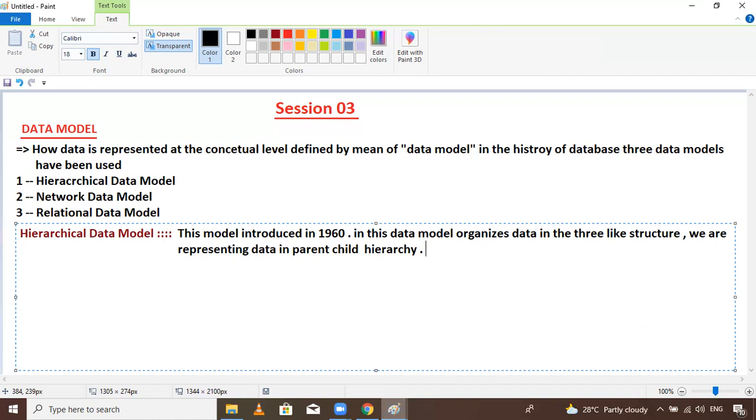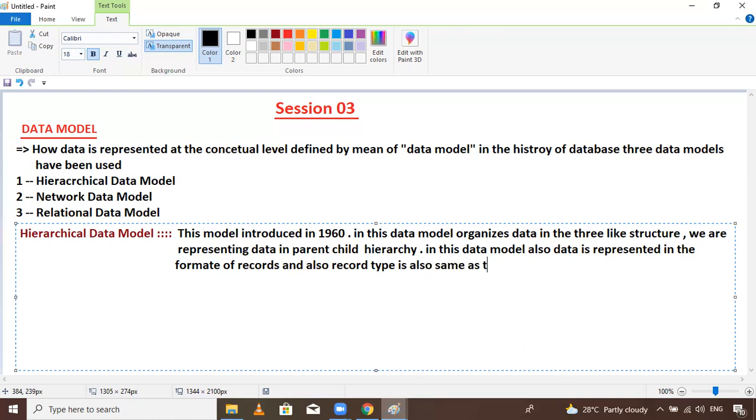Hierarchy. In this data model, data is also represented in the format of records. A record type is the same as a table in a relational database, the same as in the relational data model.